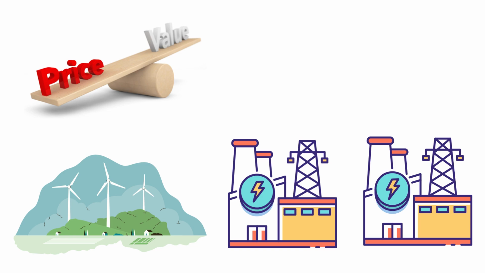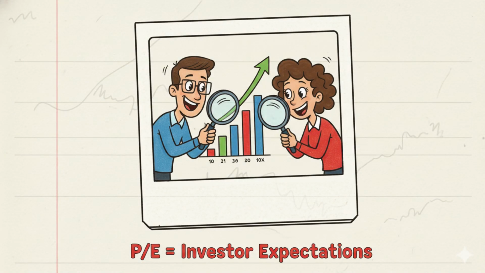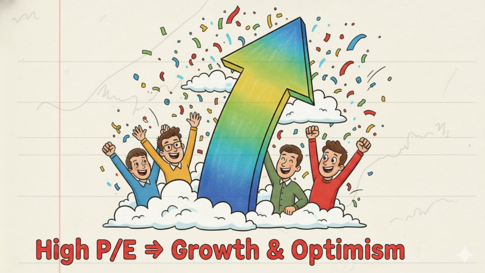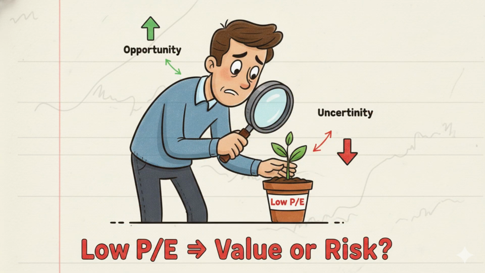Always remember, the PE ratio tells you what the market thinks about the company's future, not just what it earned in the past. So in short, the PE ratio is a quick snapshot of investor expectations. It tells you how much people are willing to pay today for a company's profits. A high PE ratio usually means growth and optimism. A low PE might mean value or risk. Use it to compare, not to predict, and you'll start seeing which stocks are truly worth their price.